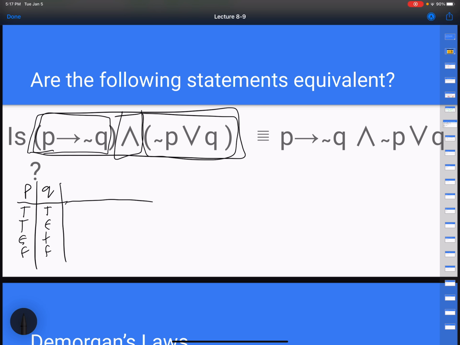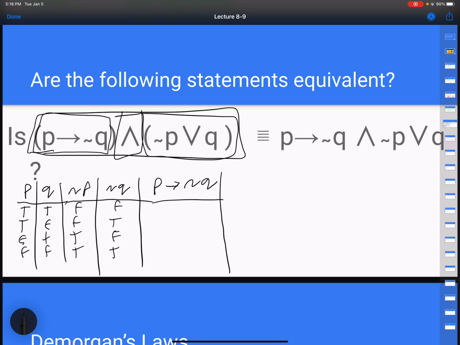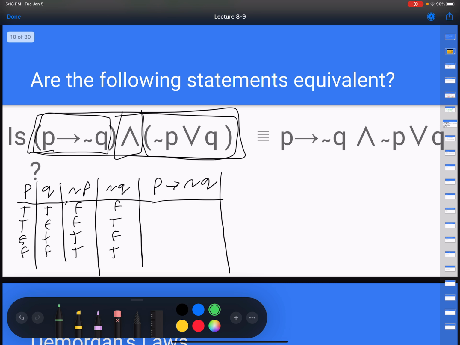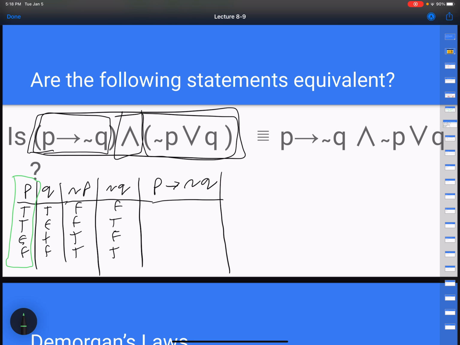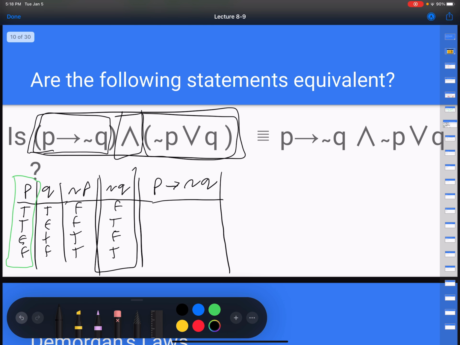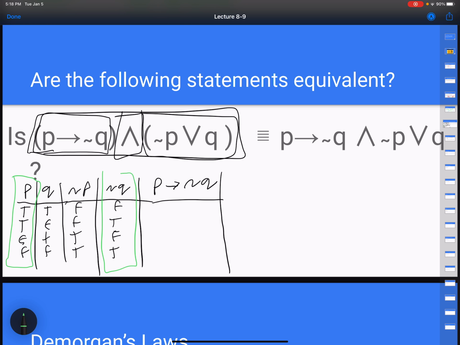And then what do we need? We need both not P and not Q, so we might as well do those. Not P is going to be false, false, true, true. Not Q is going to be false, true, false, true. And the first one we need to know is what happens when P implies not Q. And remember, this is always going to be true unless we have a true implying a false, specifically. So let's do this one in green, and I'll look at P implies not Q.